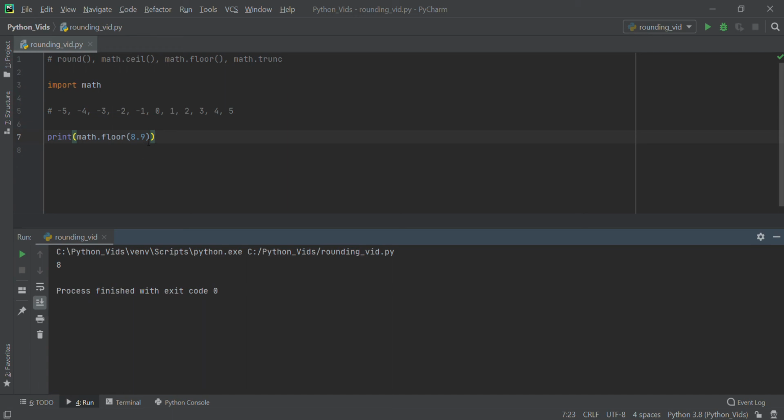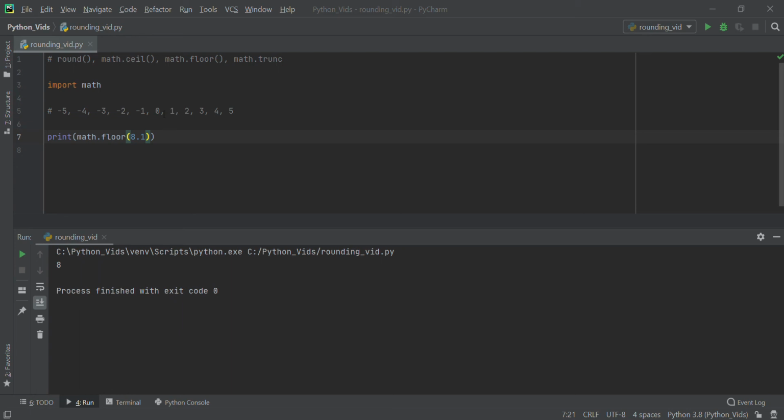Even though it's 8.9999999, it doesn't matter how close you get to 9, it's always going to bring it down to the next integer. It's going to give you 8. And then, of course, math.floor 8.1 is also going to give you 8.